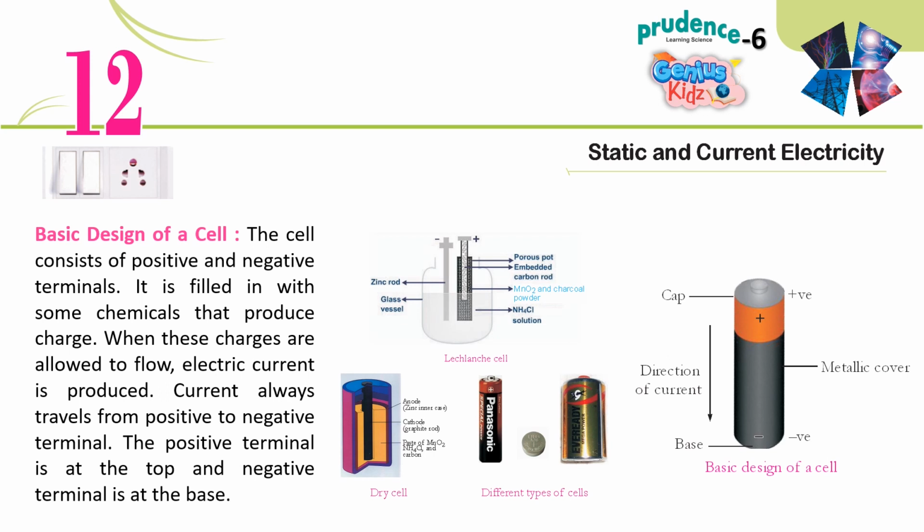Basic design of a cell. The cell consists of positive and negative terminals. It is filled with some chemicals that produce charge. When these charges are allowed to flow, electric current is produced. Current always travels from the positive to the negative terminal. The positive terminal is at the top and the negative terminal is at the base.